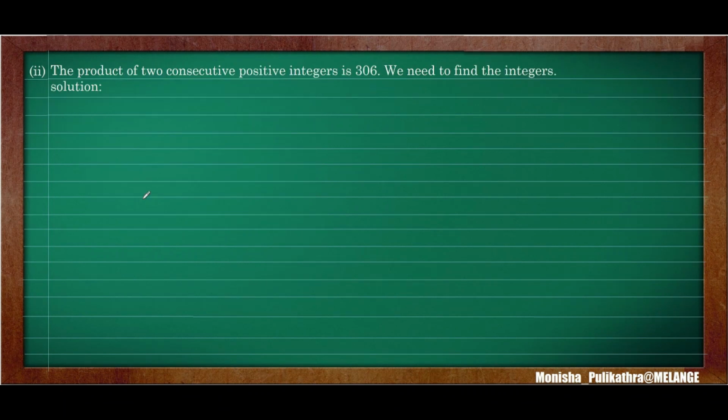Moving on to the second question. The second question is: the product of two consecutive positive integers is 306. We need to find the integers. Here, the product of two consecutive means one after the other. But we don't know which number it is. If the first number is 1, then the next number would be 2. So 1 and 2 have a difference of only 1. So two consecutive numbers will have a difference of only 1.